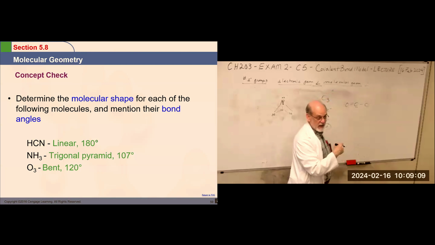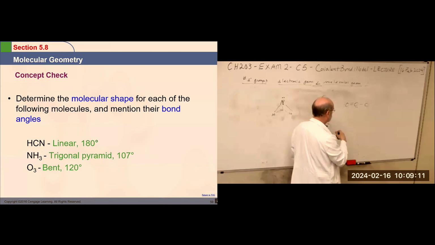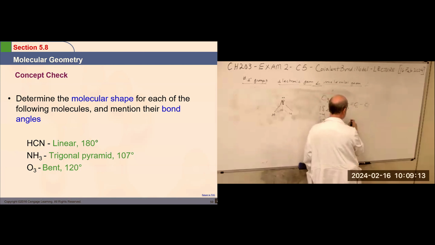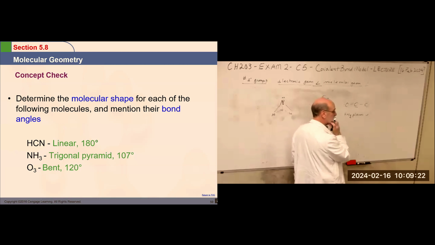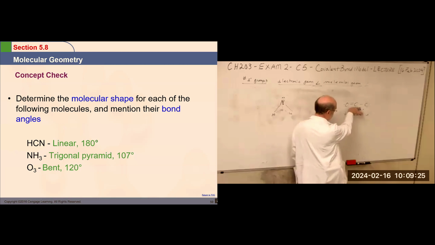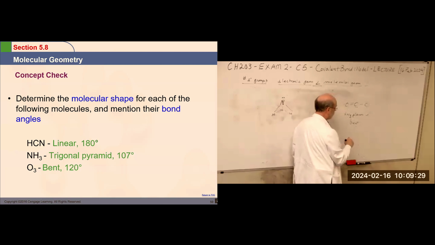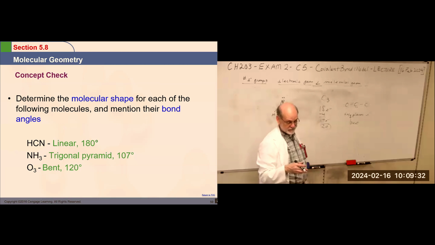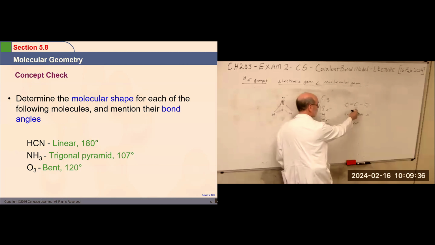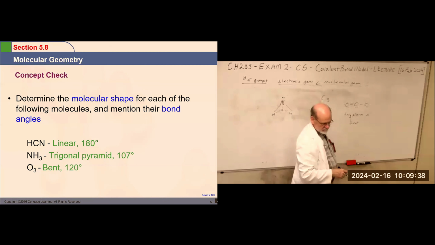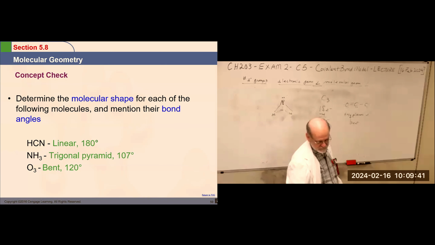Notice we could have done it from the other side just as well. But what do we have? We have 1, 2, 3. That's trigonal planar for electronic geometry. Trigonal planar, if we cover up that lone pair, now we have a bent molecule. Right? We would expect 120 degrees, but it's probably a little less than that because of that lone pair. That's ozone.